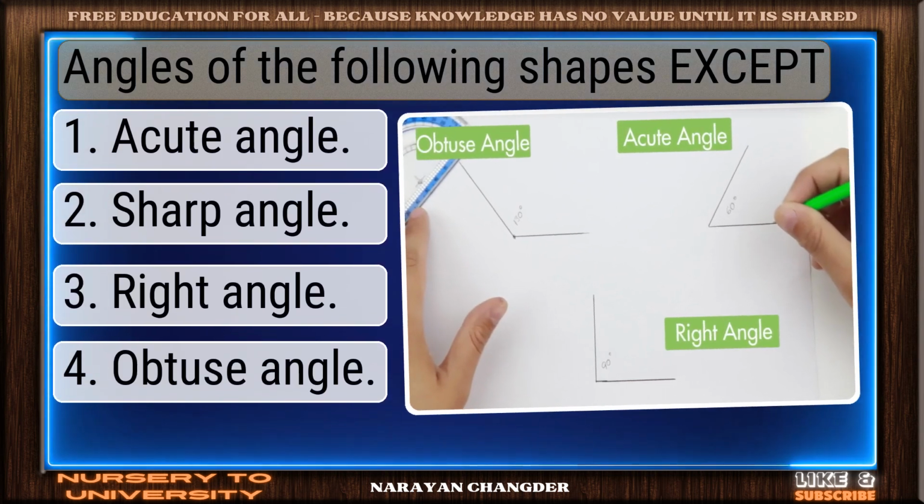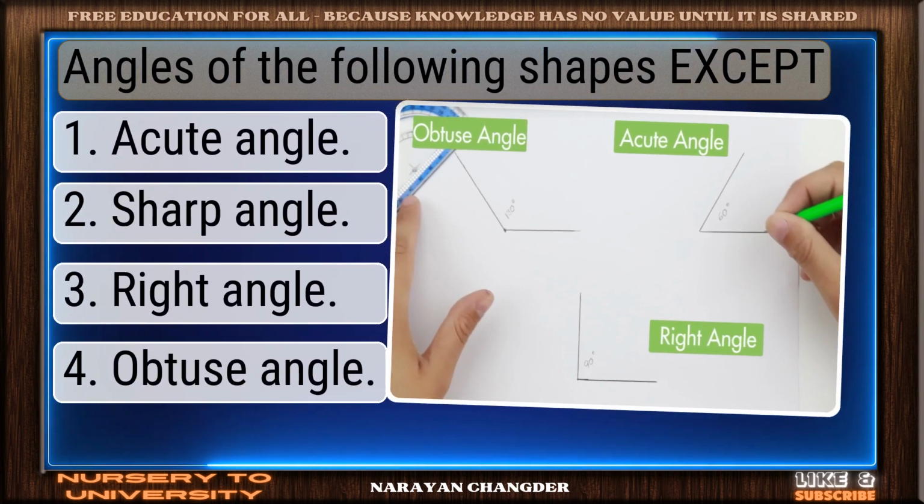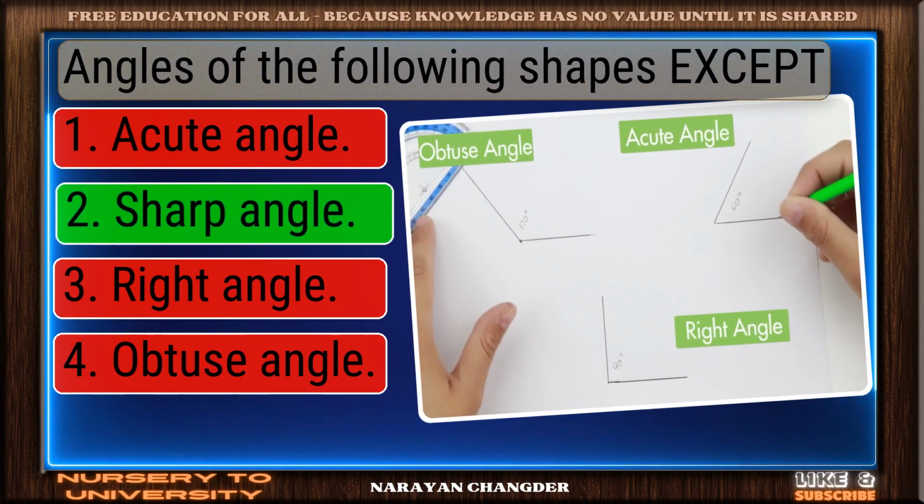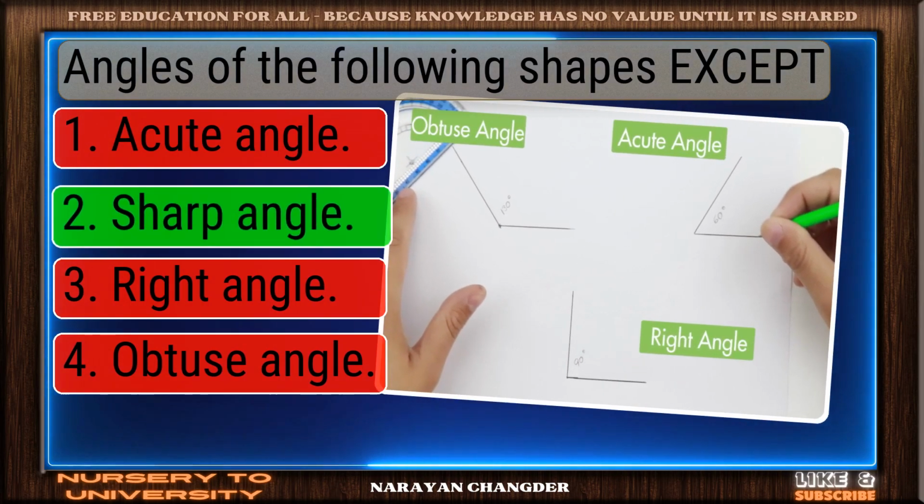Question number 3. Angles of the following shapes except? Bravo! Sharp angle is the answer.